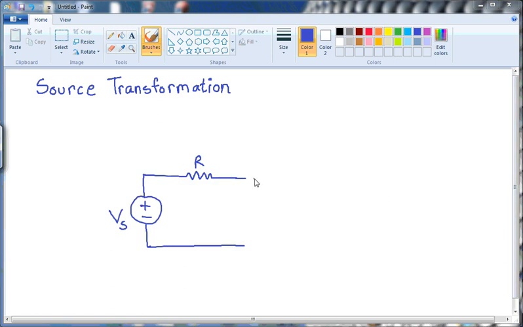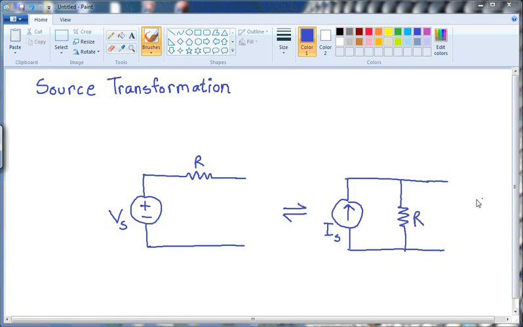A source transformation is the process of replacing a voltage source Vs in series with a resistor R by a current source Is in parallel with a resistor R, or vice versa. So these two circuits are actually equivalent circuits. Let me name these two nodes A and B. These two nodes are actually the same two nodes A and B.